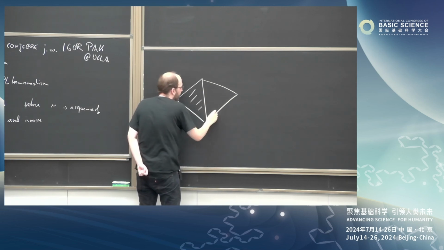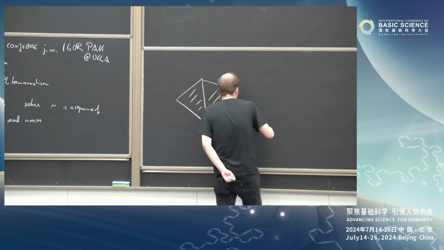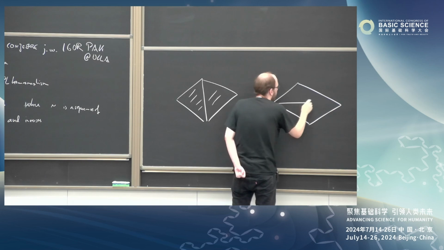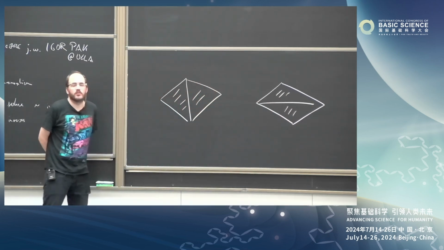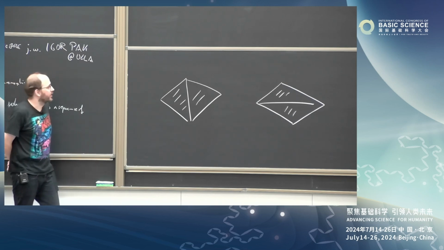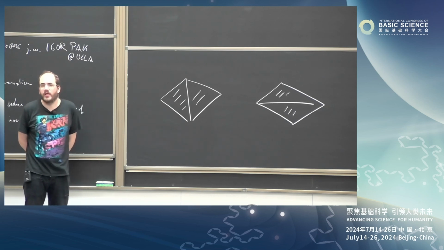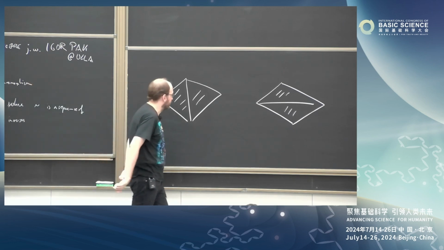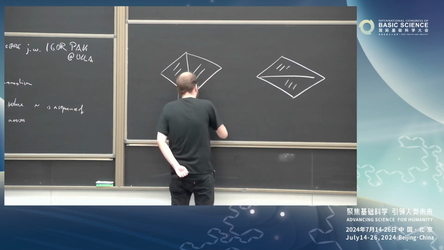So let me give you an example of two polyhedra that are related by a PL homeomorphism, and it could be this. These are two triangulations of the same disk, a two-dimensional disk. Now I claim that they are related by stellar subdivisions and inverses. So what is a stellar subdivision?